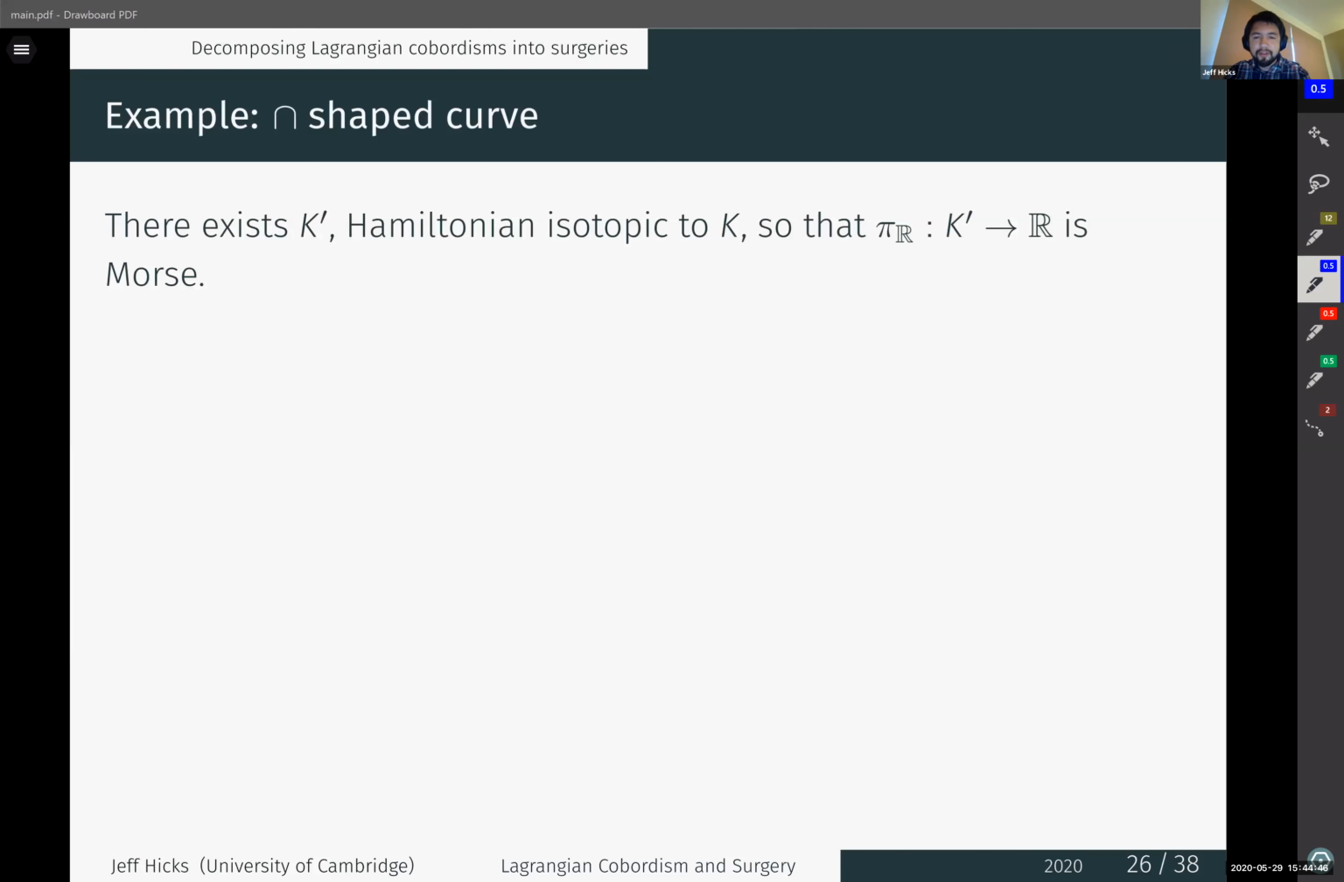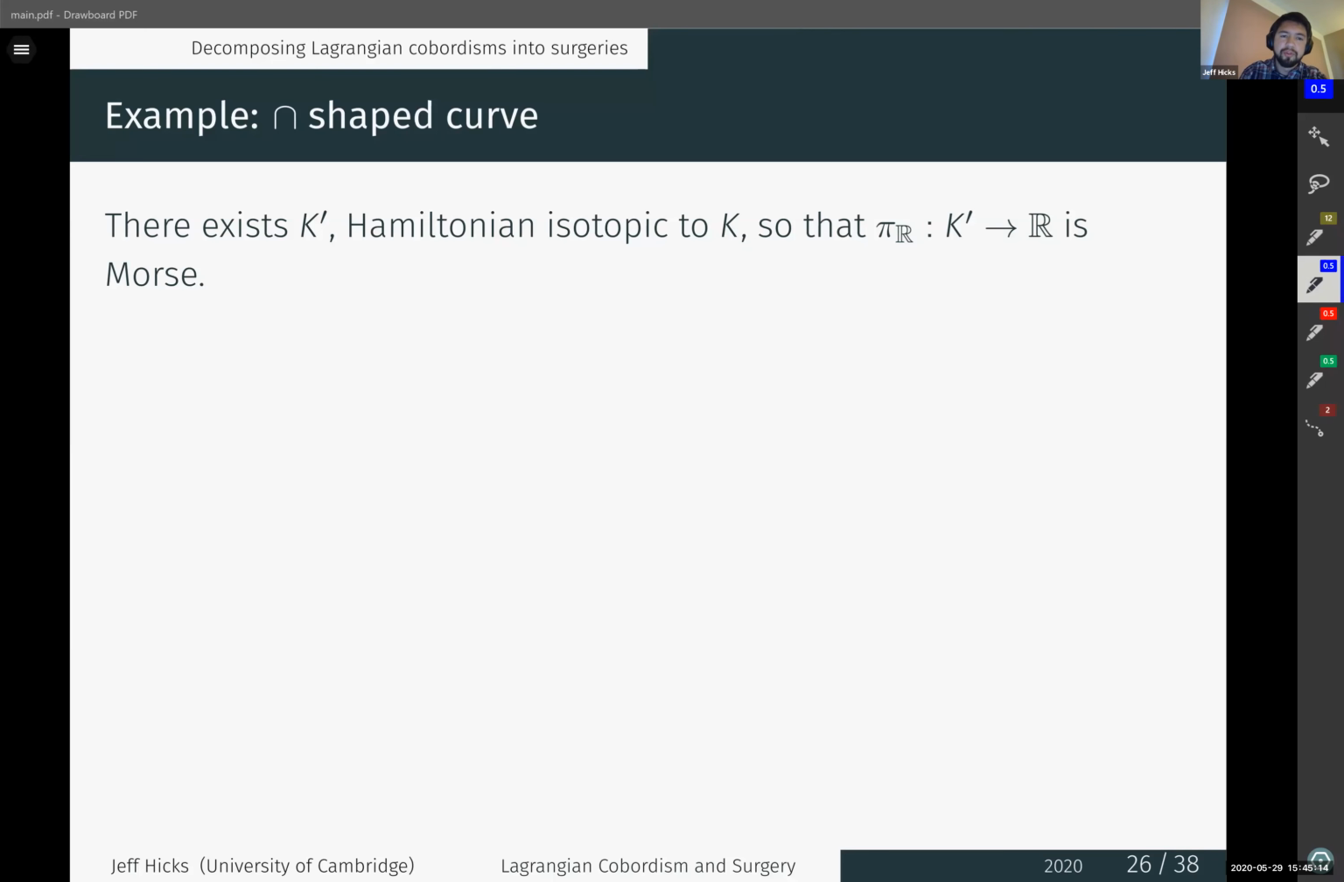So the first fact that we need is that we can make sense of this. It's a fact that there exists a Hamiltonian isotopy so that you can take a Lagrangian cobordism and put it into general position so that projection to the real coordinate is a Morse function. So the critical points of this will be separated, and you really can get some kind of decomposition.